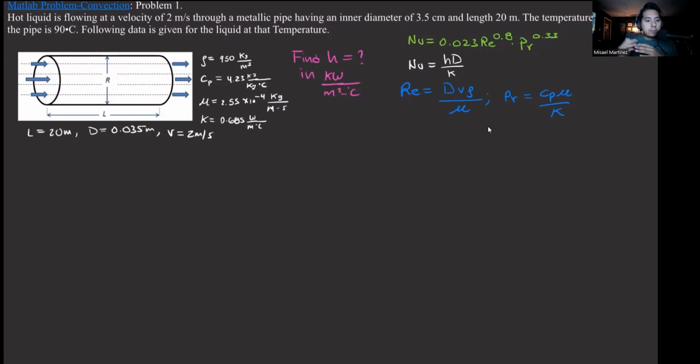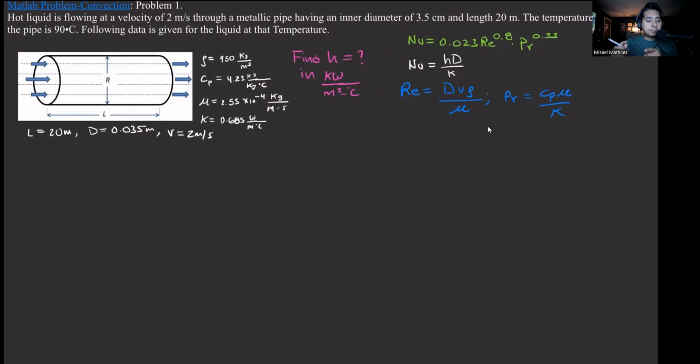So we are given the following: the density, the Cp, the viscosity mu, the thermal conductivity K, the length in meters, and the diameter, which we have to write in meters. And once again, we have the velocity of 2 meters per second.